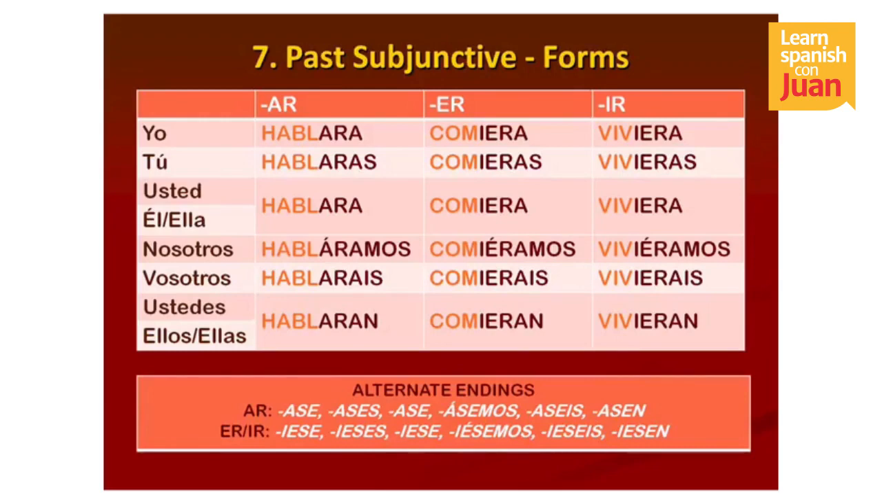Again, the same types of rules for stress and accents apply here. We're usually only stressing the second to last syllable: hablara, comiera, viviera, comieran, vivieran, hablaran, unless the vowel has a written accent. Comiéramos, viviéramos, habláramos, hablásemos, etc. So notice where those stresses fall.